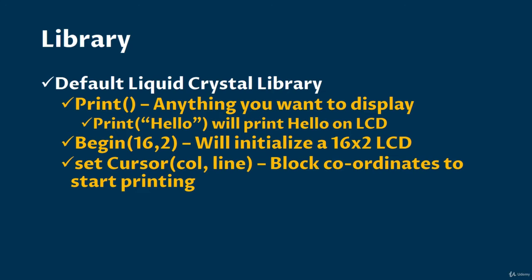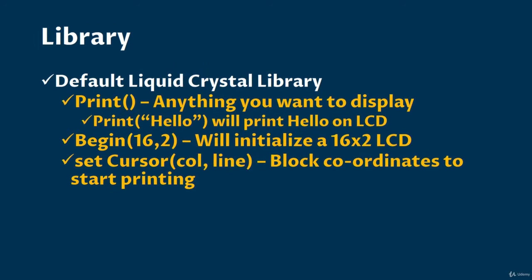And there is another function called setCursor. Using setCursor, we can set where we want to print. We give the column and line number inside the setCursor function. Then it starts printing. For example, if we write setCursor 0, 0, the printing will start from the first line's first block.